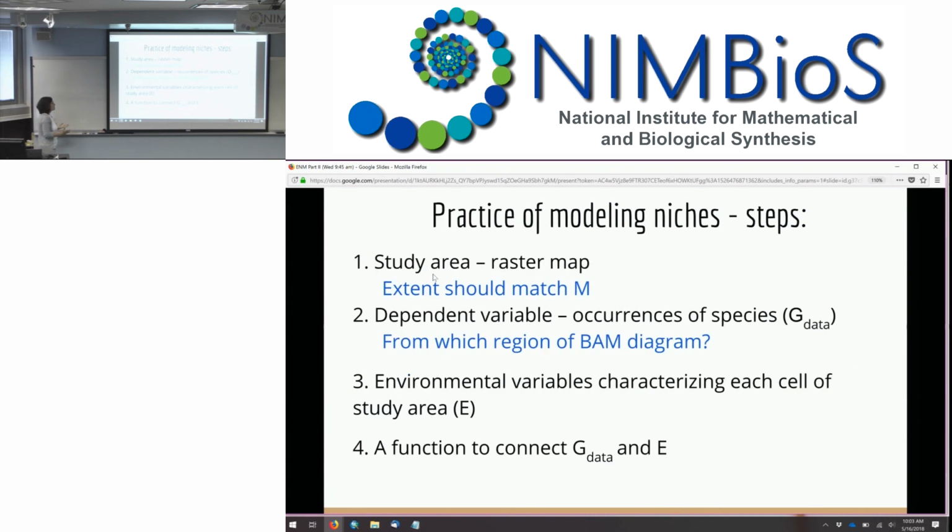Okay, so what do we do? What is the practice of niche modeling? So practically thinking about ecological niche modeling, we have a study area, which is a raster map, and we should think about what is the extent of our study area, because that affects the model outcome.